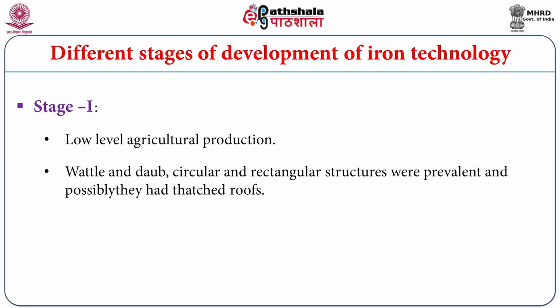The houses of the people were very simple. They were made of wattle and daub. The houses were circular and rectangular in shape. Probably they were all made of perishable material. These were the developments that happened in the first stage. The settlement size also increased during this period.